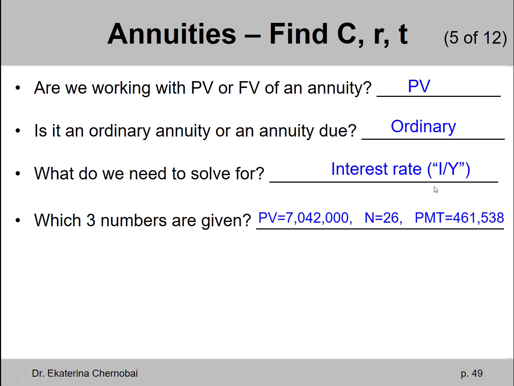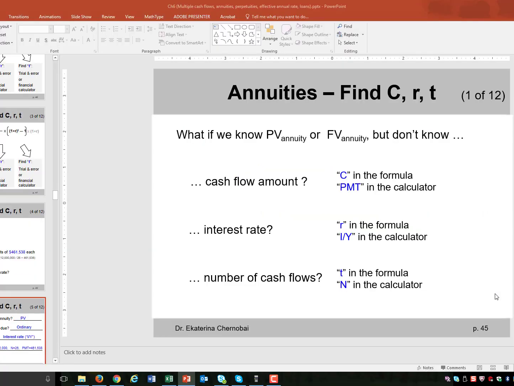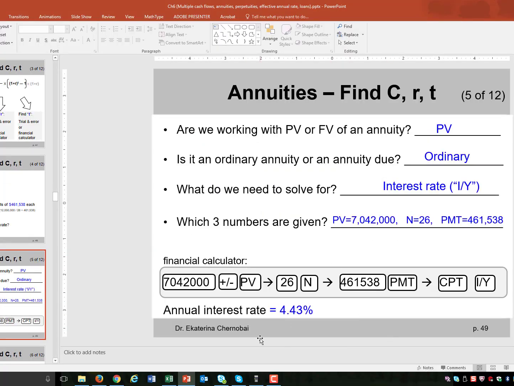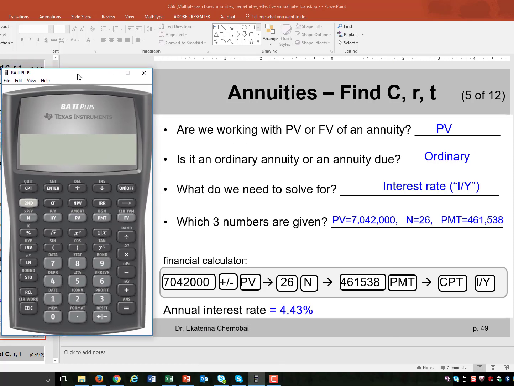$461,538. Okay, now the easiest would be probably using the financial calculator. You input your present value, N, and PMT, and you're computing IY. So let's do that in the financial calculator. So here's the financial calculator.